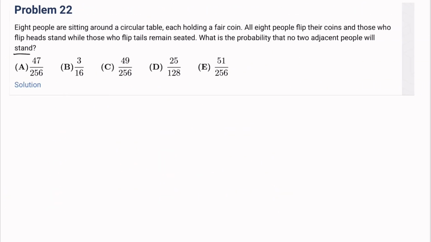Number 22. 8 people are sitting around a circular table, each holding a fair coin. All 8 people flip their coins, and those who flip heads stand, while those who flip tails remain seated. What is the probability that no 2 adjacent people will stand?